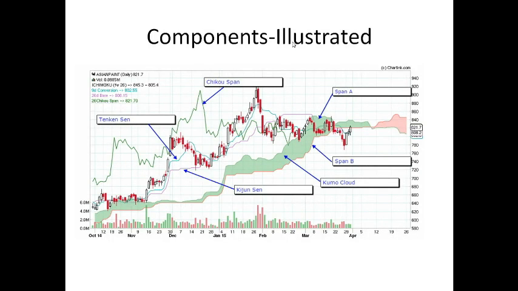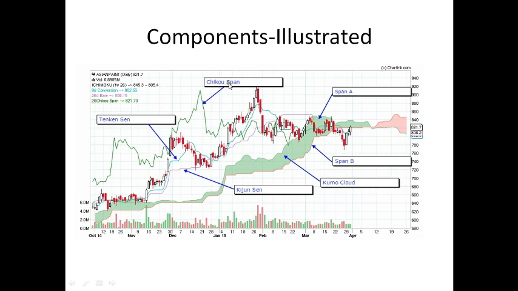Let's look at an illustration which explains the various components. As we can see in this picture, the Tenkan-sen, which is that light green color, is the fastest line in the Ichimoku system. It is also called the conversion line in this chart. And next is the Kijun-sen, which is a slower line, in the violet color, and it is 26 periods, also called the baseline in the chart.